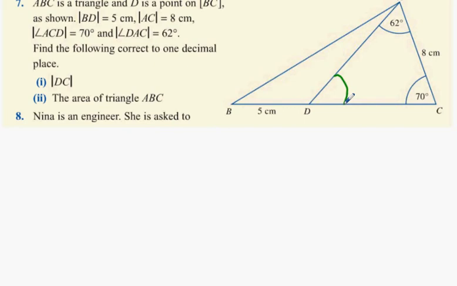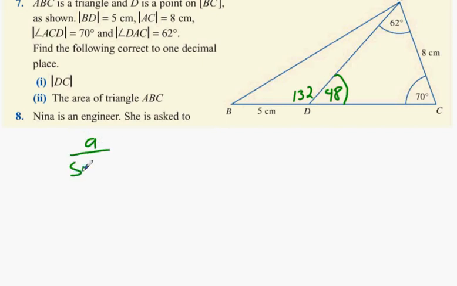So what do I get? 58? 48? 48. Take away 48 from 180? 132. Now all of a sudden we have a lot more information than we previously thought. We have one side and we have up to 3 angles. I'm pretty sure the sine rule will work here.